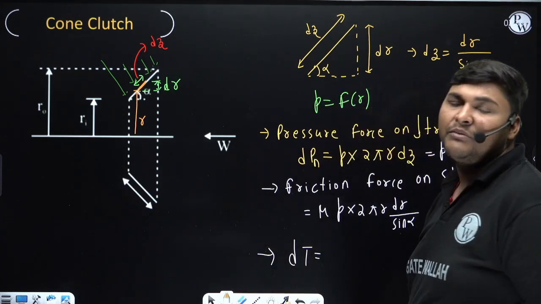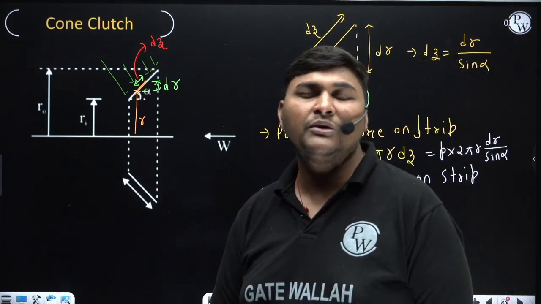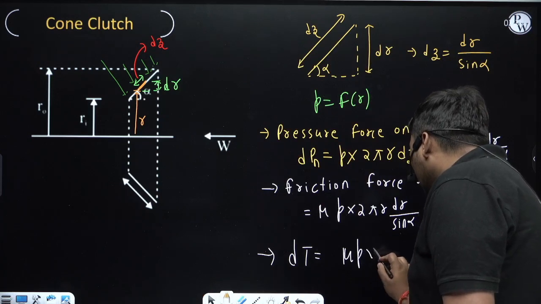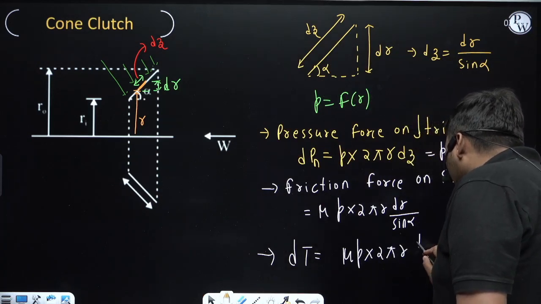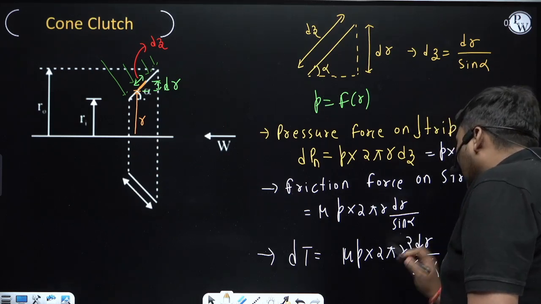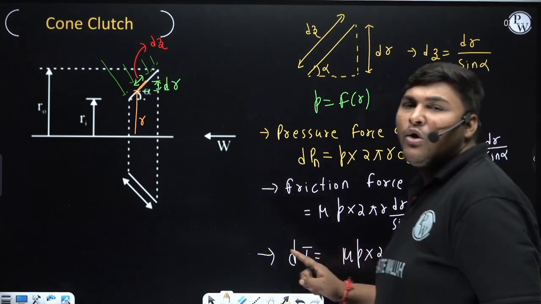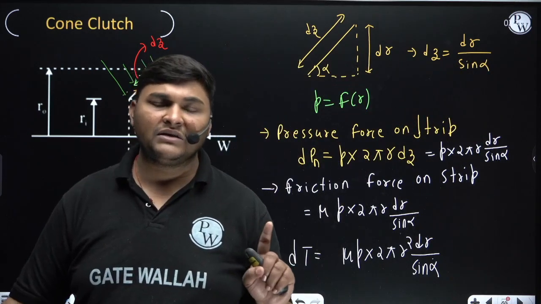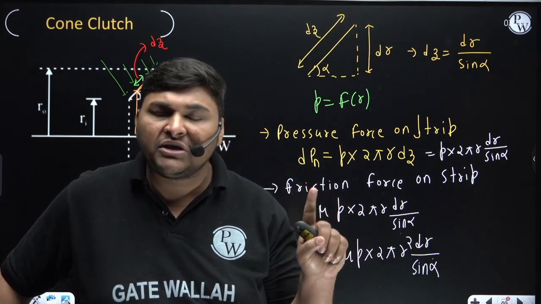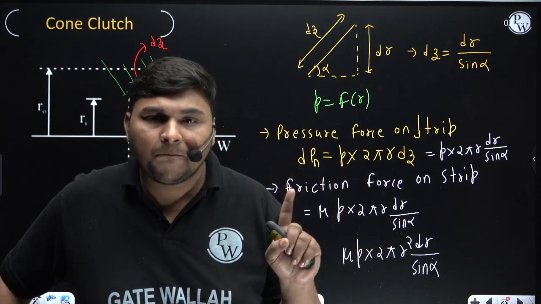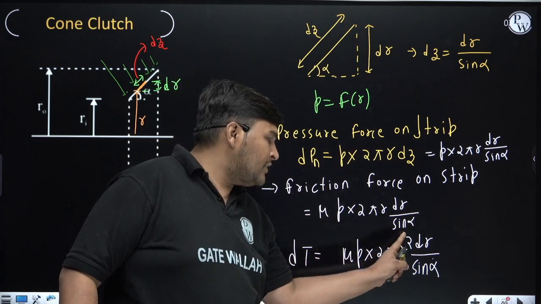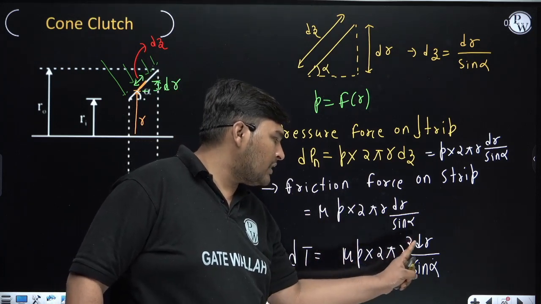So torque transmitted will be friction force into the radial distance of the friction force from the central line, and the friction force on the strip is mu into p into 2 pi r dr upon sin alpha, into r, and r into this r will become r square. It is very easy to remember. Only remember that in the torque formula, 1 upon sin alpha will come. So the pressure force on the strip is p into 2 pi r into strip thickness, which is dz, which is dr upon sin alpha. The friction force will be into mu, and for friction torque we again multiply by r, so it will become mu into p into 2 pi r square dr.